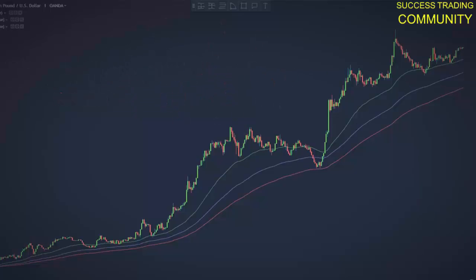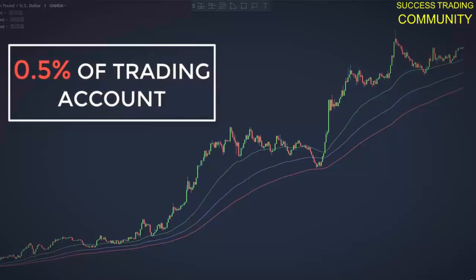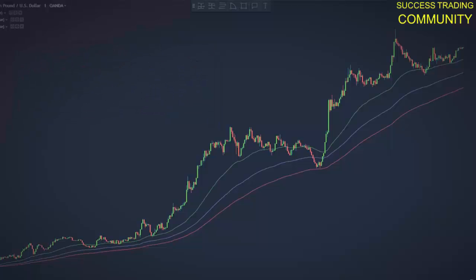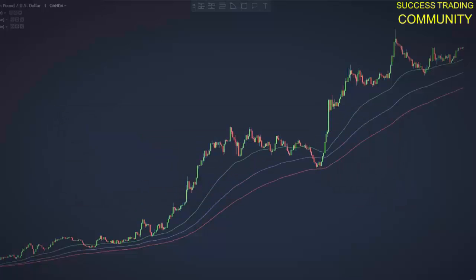That's why when I'm scalping, I'm not risking more than 0.5% of my total balance. Not 5%. 0.5%. So if you have $5,000 in a trading account, for example, if you scalp, risk at most $25 per trade. My third recommendation is to lower your lot sizes. Small lots help you keep losses down until your trading improves. The smaller the Forex lot size, the lower the risk.